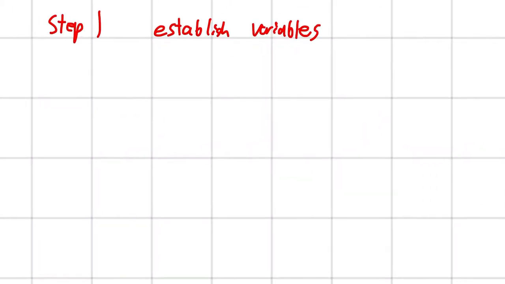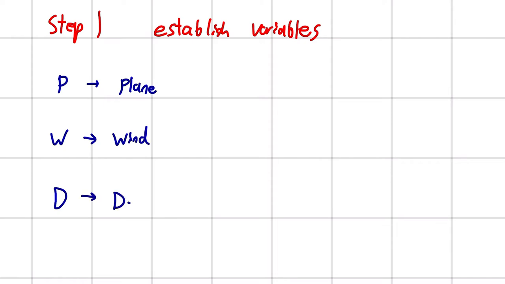I'm going to start with our step 1. These steps are going to be the same as previous relative velocity questions we've done in the past. So establish our variables. We're going to have a P that's going to represent the plane. We're going to have W for wind, and D is going to be for destination.